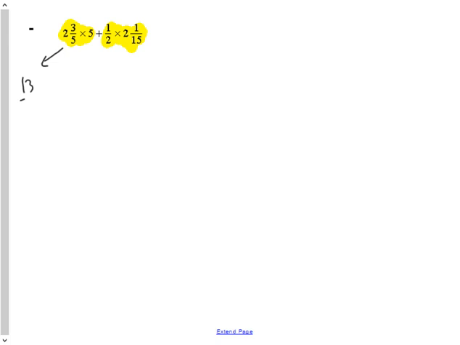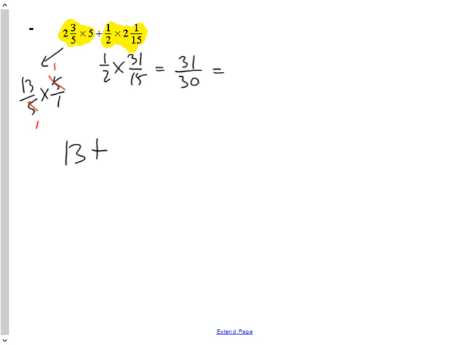This is going to be 13/5 times 5 over 1. And when I cross reduce this, the 5 over the 5 is going to become 1 over 1, which means the product of these two things is simply the whole number 13 plus 1/2 multiplied by 31/15. Okay, 31/15, which is going to be 31 over 30, or 1 and 1/30.